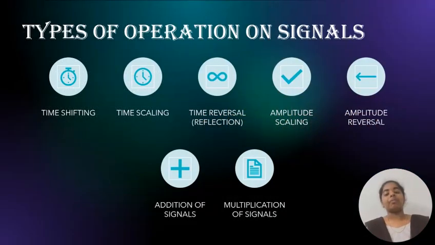We have different types of operations on signals. Let's discuss this one by one. First one is time shifting. Second one, time scaling. Third one, time reversal. Fourth one, amplitude scaling. Fifth one, amplitude reversal. Sixth one, addition of signals. And seventh one, multiplication of signals. Let's check one by one.